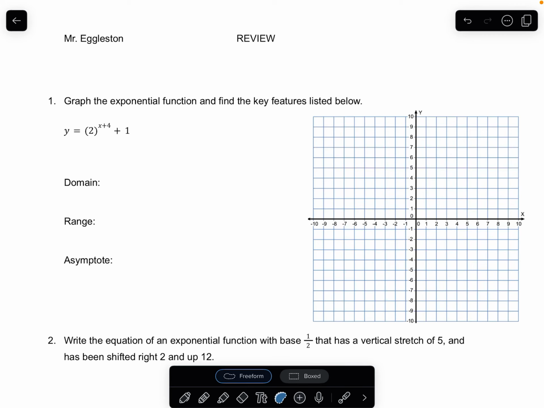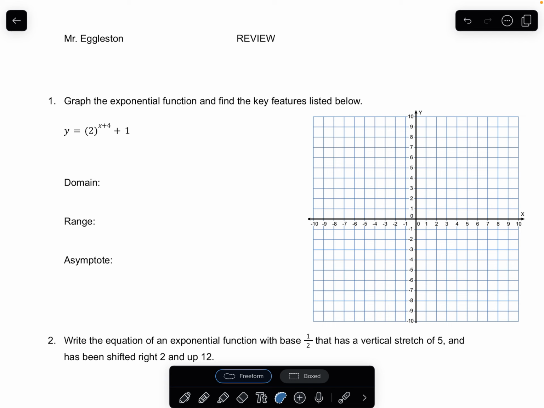Good morning, class. The administration said I had to get the midterm done this week, so it'll be given this Thursday. So in lieu of that, I put together a review so you can get a feel for what's going to be on the test and how to do it. So I'm going to video myself doing this.